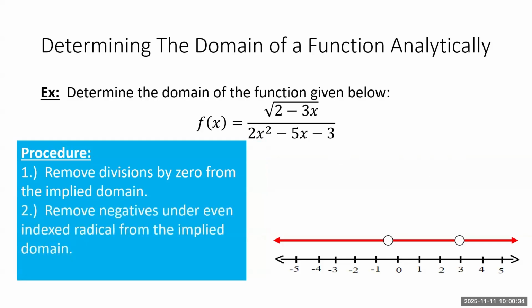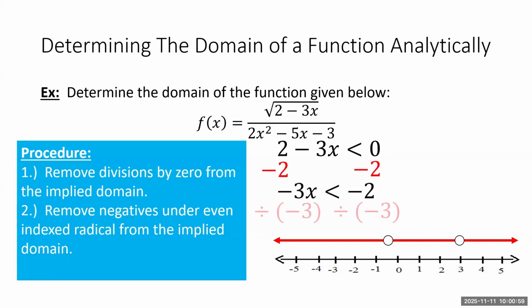The second step of my procedure, step 2, is to remove negatives under the even indexed radical from the implied domain. So now I'm going to set up the inequality 2 minus 3x is less than 0, and I want to solve this for x so that I can find out where the illegal values would be in my numerator. So I'm going to subtract 2 from both sides. I get negative 3x is less than negative 2. So now I'm going to divide both sides of this inequality by negative 3.